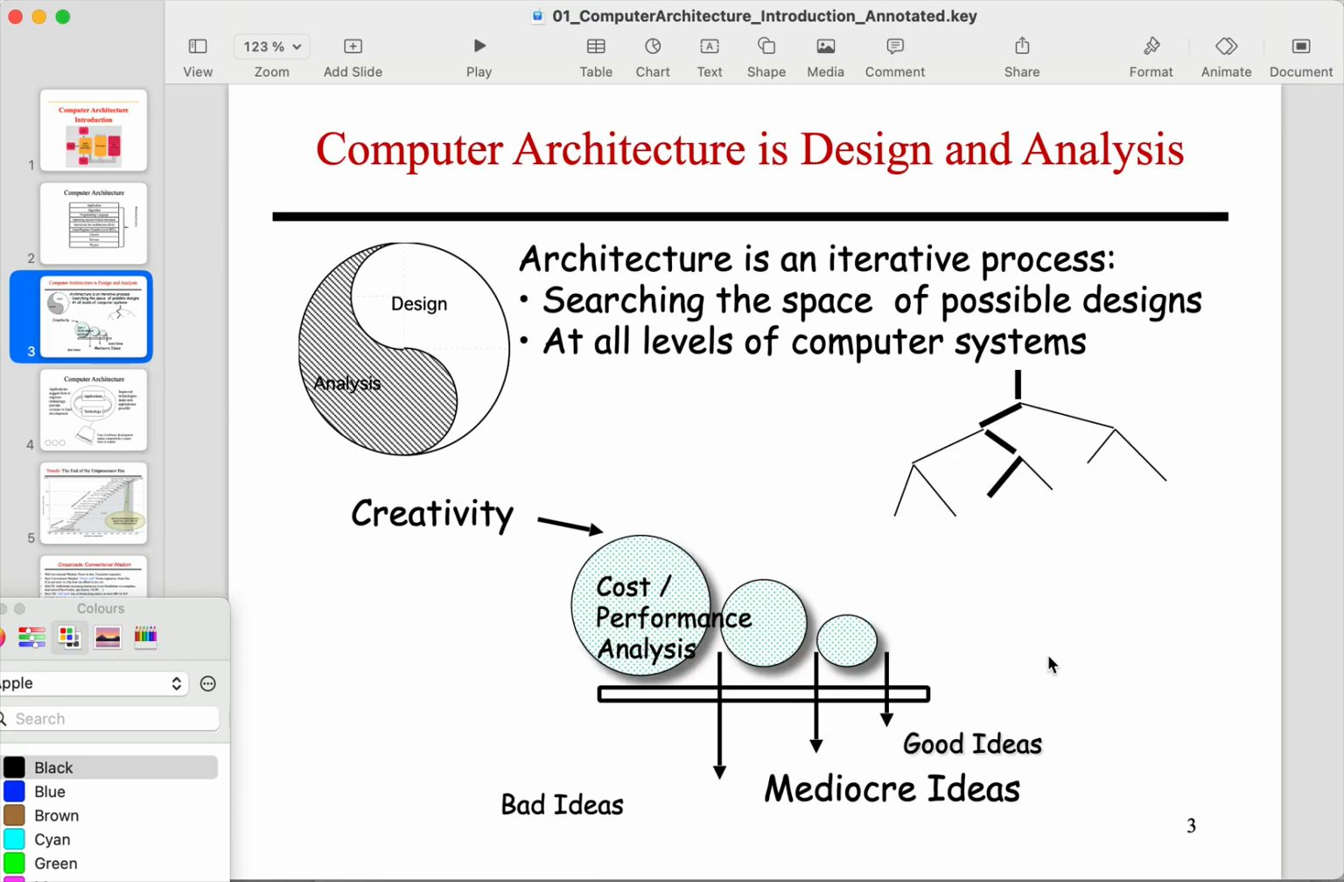Okay, so let's look at the computer architecture in terms of design and analysis.